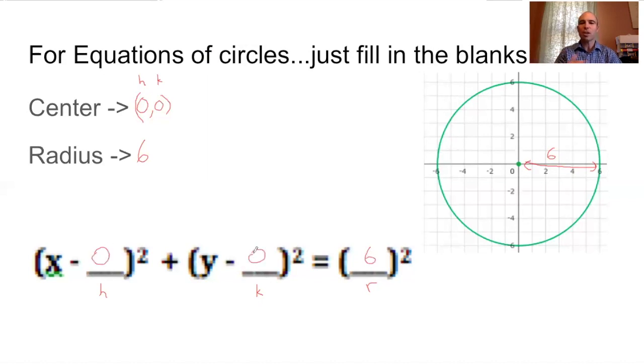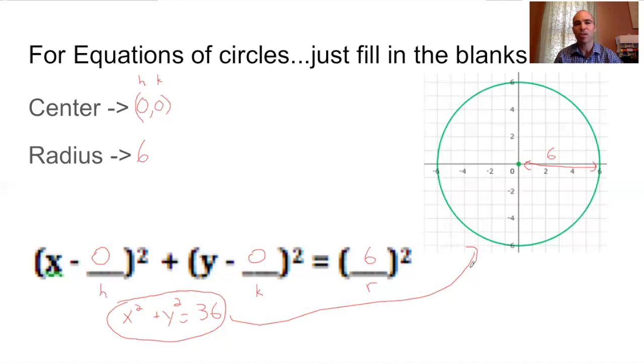And then, of course, you probably would see the equation in simplified form. So if it's going to be x minus 0, you just write it as x. If it's going to be y minus 0, just write that as y. And then 6 squared is 36. So there is the simplified equation of this circle.